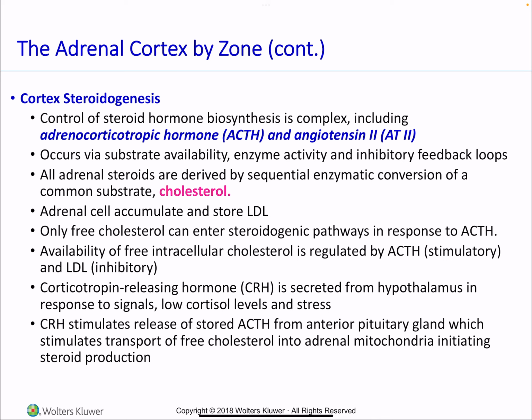So let's talk about cortex steroidogenesis, which is the formation of the corticosteroids. The control of steroid hormone biosynthesis is very complex, and it includes the adrenocorticotropic hormone, ACTH, and angiotensin II, AT2. This steroidogenesis occurs via substrate availability, enzyme activity, and inhibitory feedback loops.